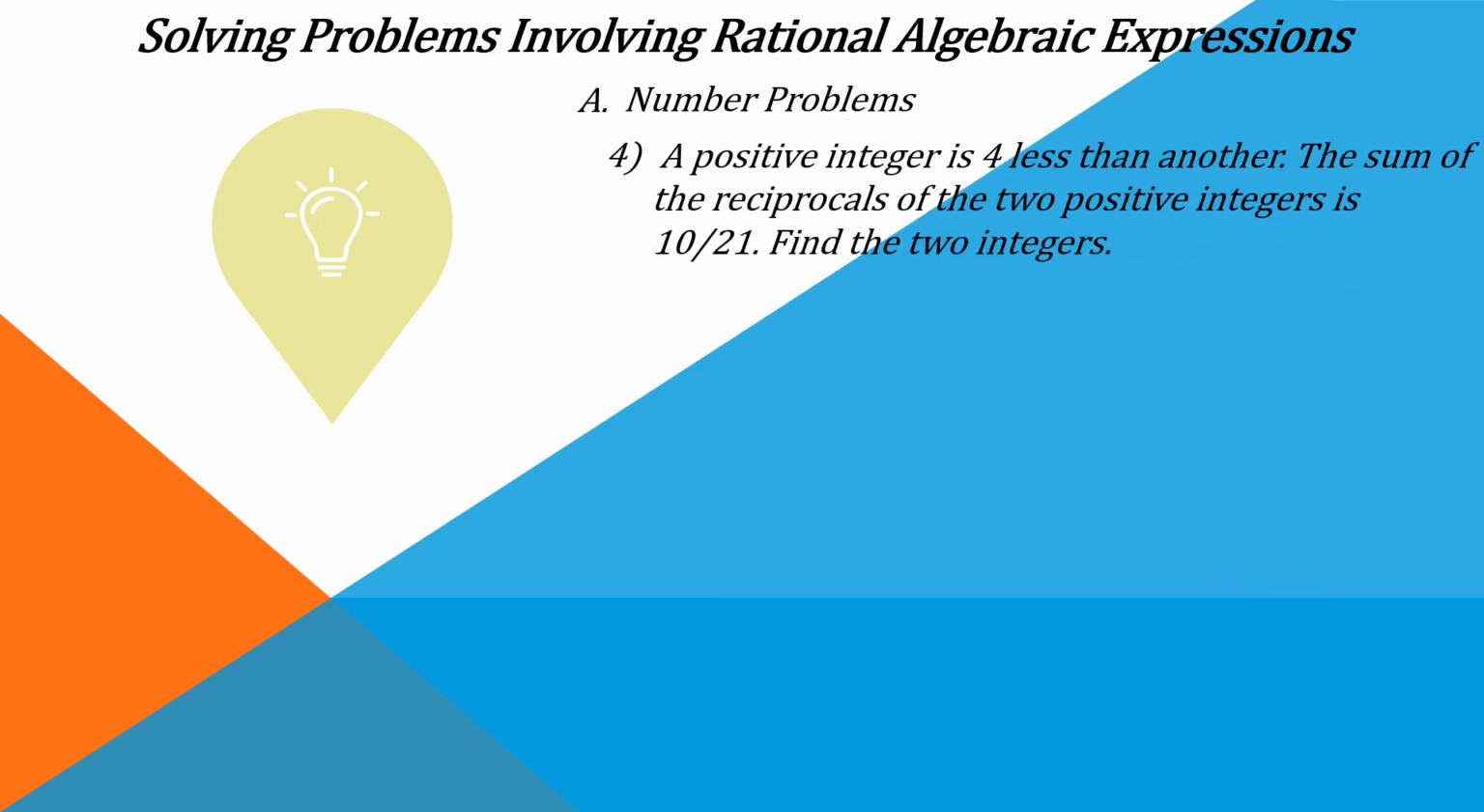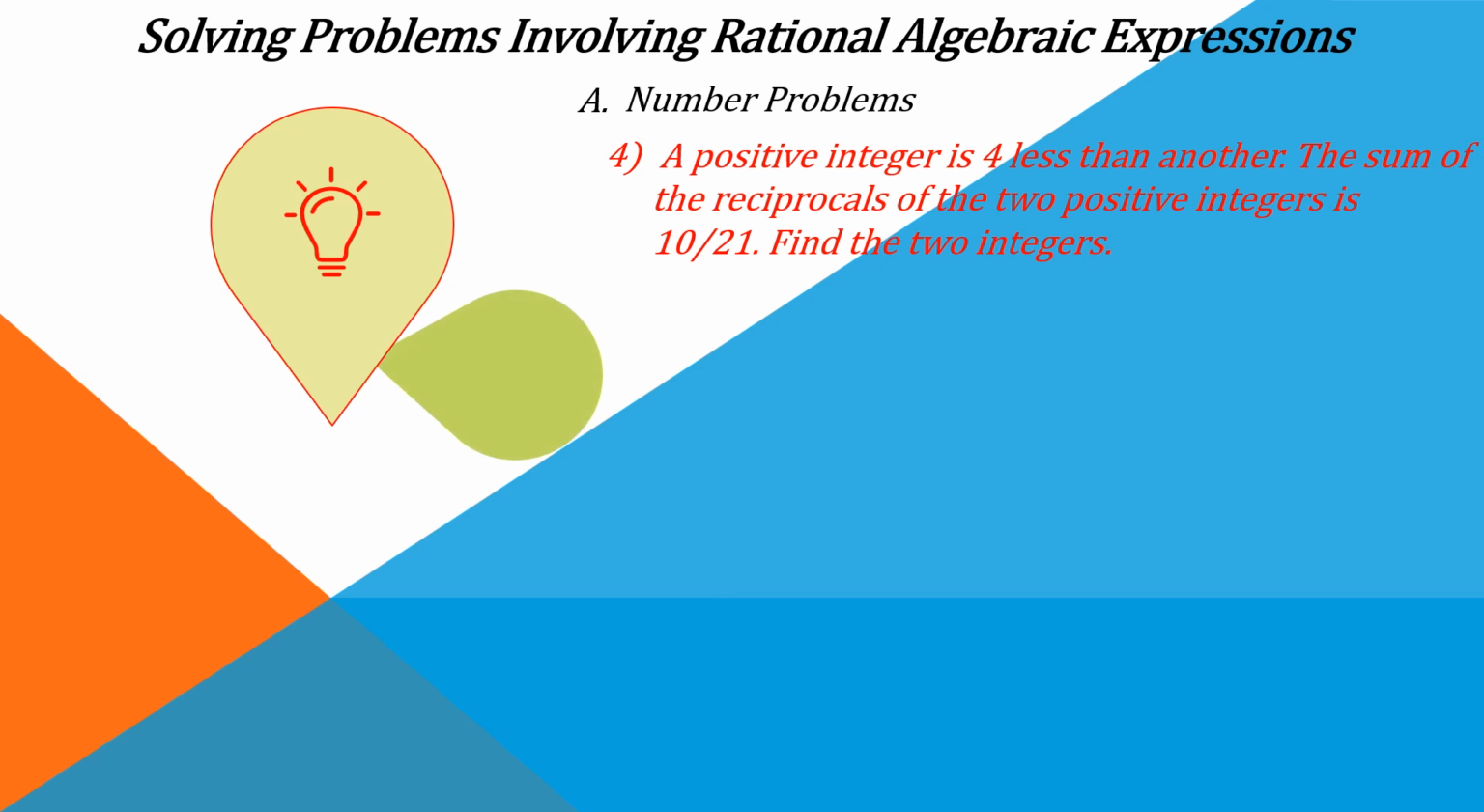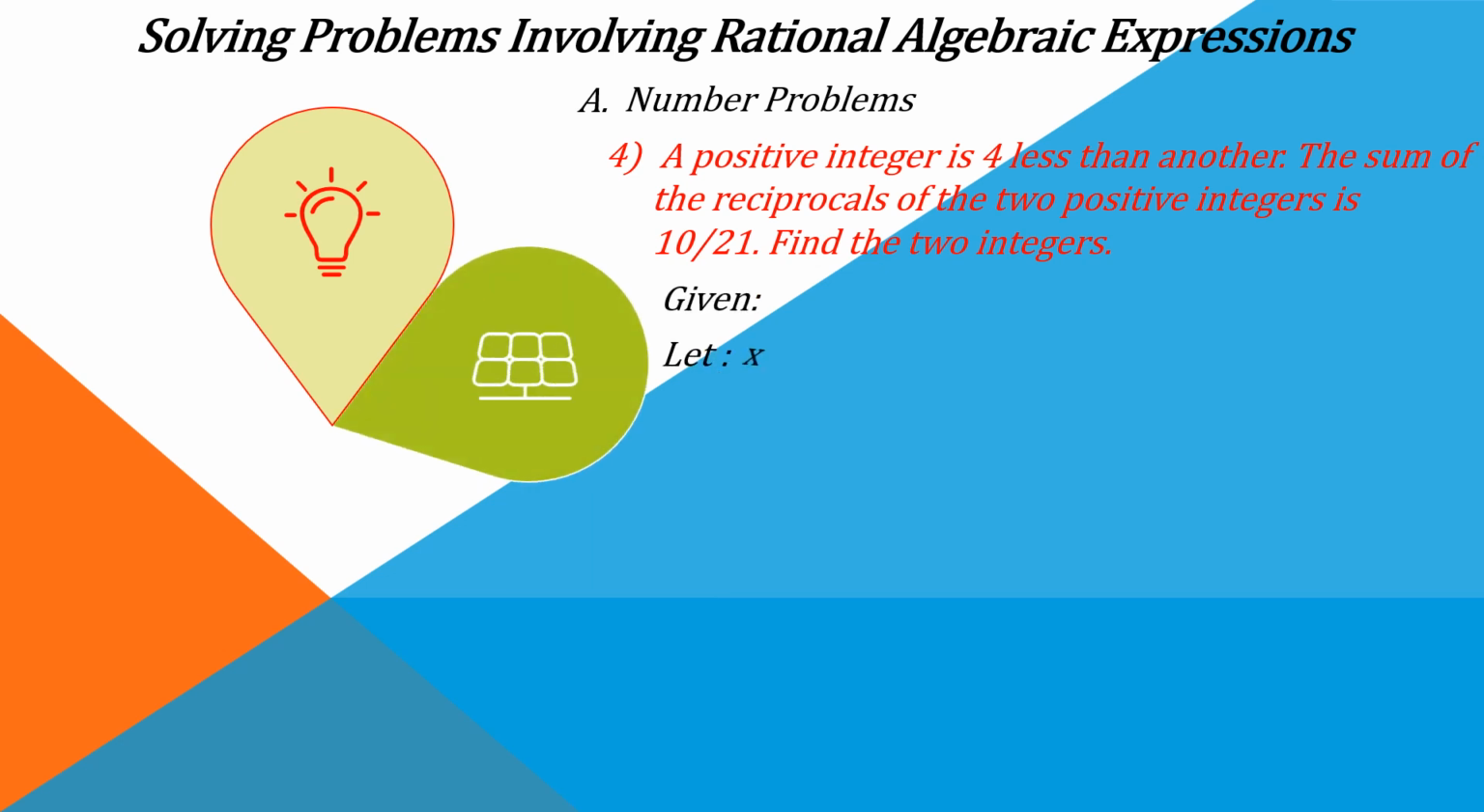Example number 4. A positive integer is 4 less than another. There is an integer and there is another integer which is 4 less than the other. The sum of the reciprocals of the two positive integers is 10 over 21. Find the two integers. Again, we need to get the given.